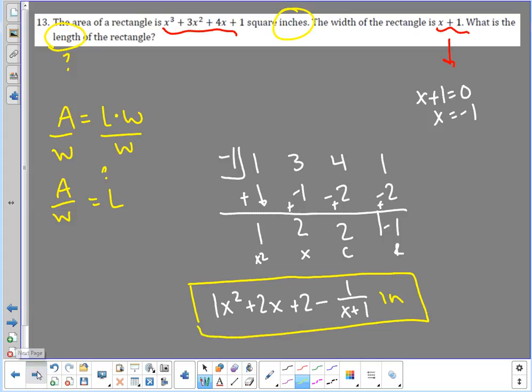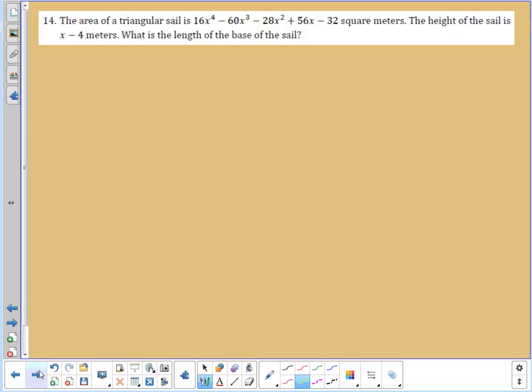One more application. The area of a triangular sail is 16x to the fourth minus 60x to the third minus 28x squared plus 50x minus 32 square meters. The height of my sail is x minus 4 meters. What is the length of the base? So you are told the area, you're told it's a triangle because it's a sail on a sailboat, and you're told the height, you're looking for the base.